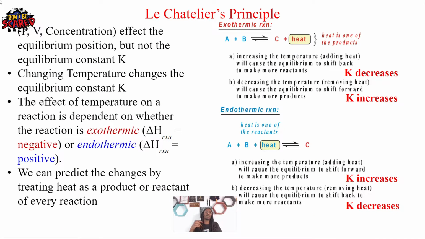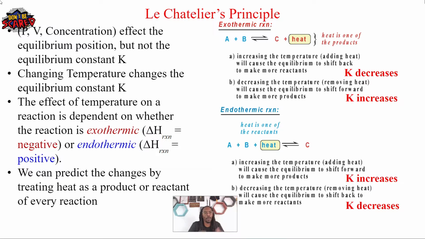Okay. So pressure, volume, and concentration affect equilibrium position, right? But it's not going to impact our equilibrium constant, so the actual number. It's not going to change that number. Now, if we change our temperature, that can impact and change our equilibrium constant.